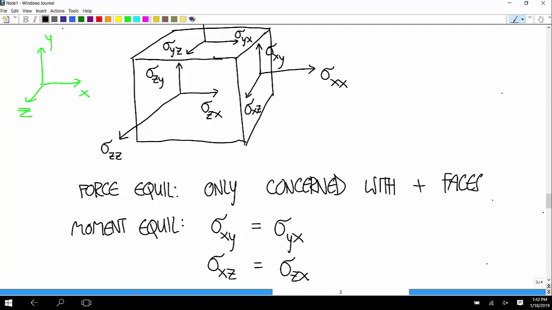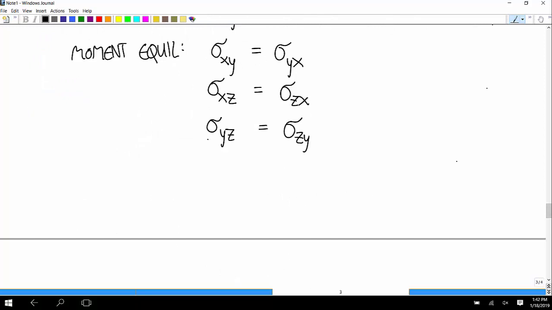It turns out that for some mathematical reasons, it's very convenient to write these as a 3 by 3 matrix. And these requirements from the moment equation say that that 3 by 3 matrix has to be symmetric. Okay.